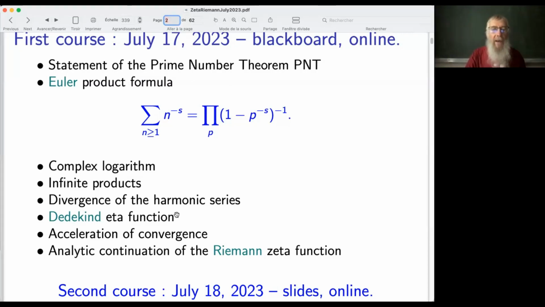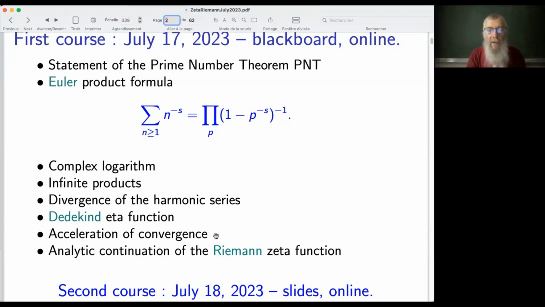And this process, going from the Dedekind eta function to continue the Dedekind eta function, is a process of accelerating the convergence, which was used by Ramanujan, and which I explained, which gives an analytic continuation of the Riemann zeta function for all the values of s, which are complex numbers, different from 1, because there is a pole at s equal 1.